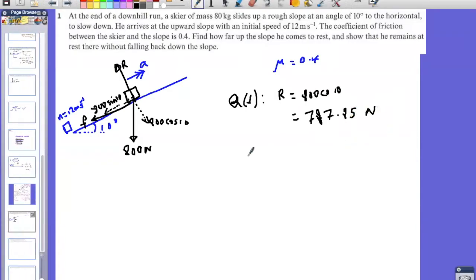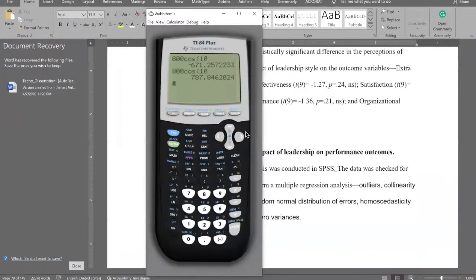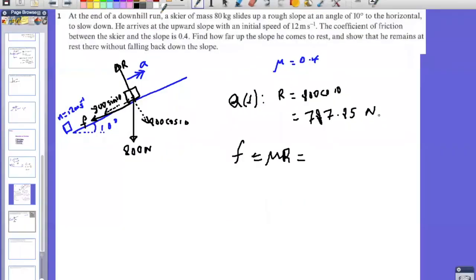So your frictional force now will be mu R. Just use the result in the calculator times 0.4. We get 315.14. That is the frictional force.